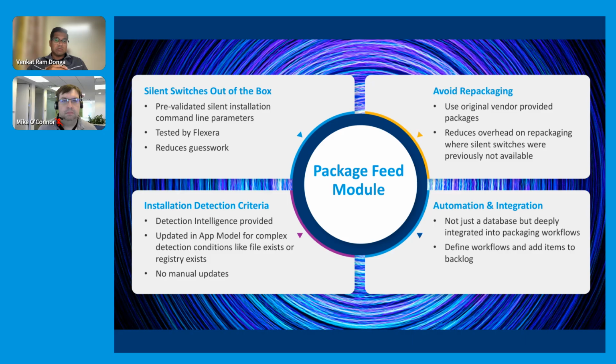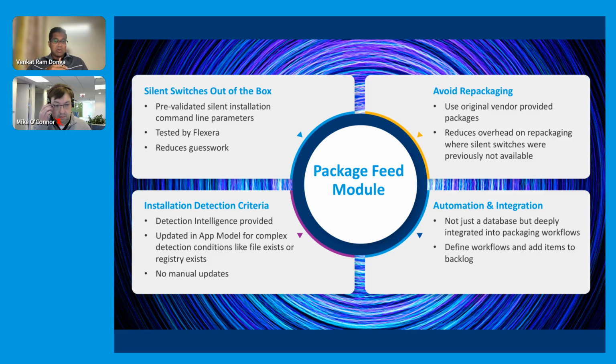Right out of the box, if you look at the first item here, the package feed module gives you curated silent switches out of the box. These are pre-validated install command line parameters that are tested at Flexera, ensuring that the installation doesn't break and the command line parameters are really accurate. And it reduces a lot of guesswork that packagers have to do when it comes to publishing them to endpoint management systems, which really just use the silent command line switches.